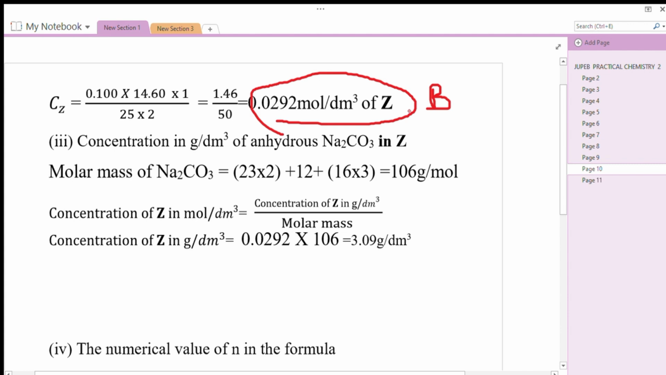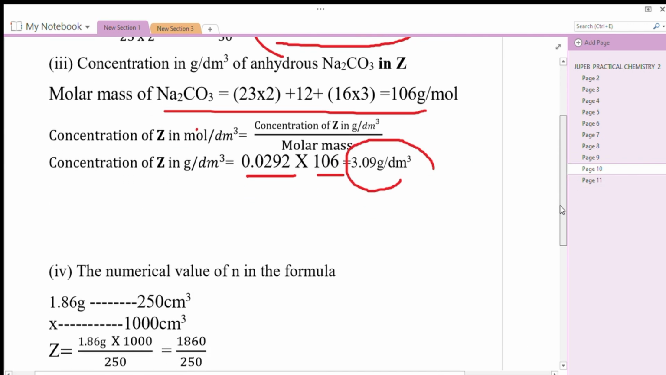Now, how can you take this one to gram per dm³? You can use our formula. The molar mass is 106 gram per mole. We did that before. Concentration of B in gram per dm³ equals molar mass multiplied by this. These are the values obtained from above, and this is the molar mass. So we have 3.09 gram per dm³.